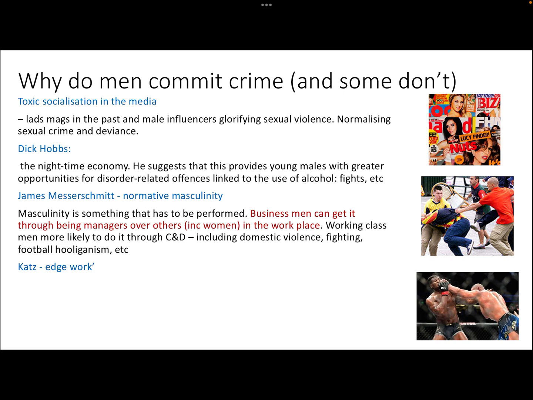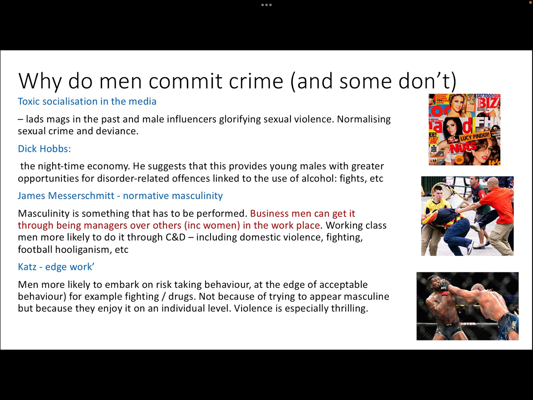And finally, we looked at the idea of the postmodernist Katz. He talks about edge work. So it's a different explanation for why men engage in crime or deviance. And he said it's all to do with the thrill of risk-taking behavior. And edge work is like the edge of acceptable behavior. So, doing things on the edge of what's okay, the edge of what is normal. And that can be things like fighting or taking drugs.